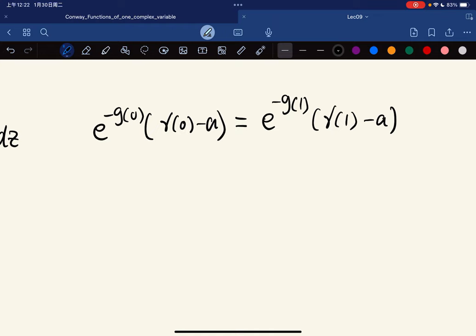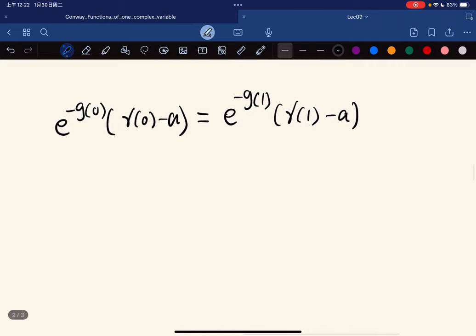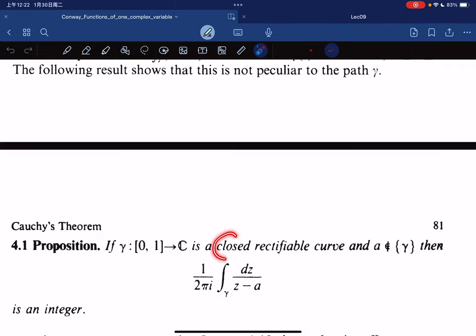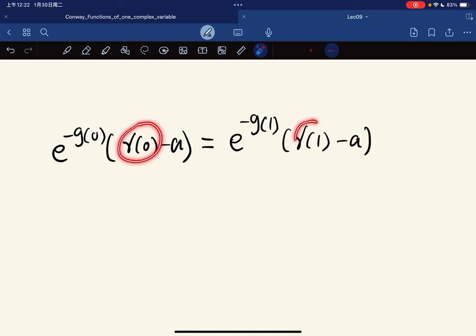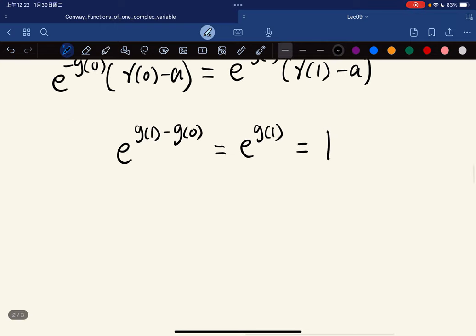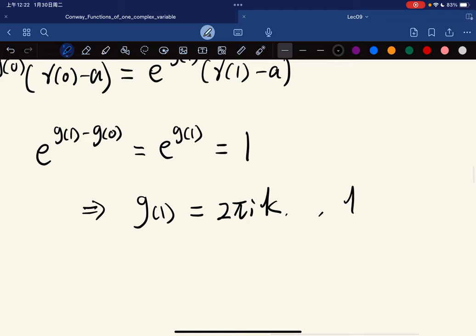Right, you agree with me? Yeah? So, but notice that y0 is equal to y1 because we assume that it's a closed curve, right? It's a closed curve, which means that e to the g1 minus g0, which is e to the g1, is equal to 1, which means that g1 is equal to 2 pi i times something k, right? For k an integer.